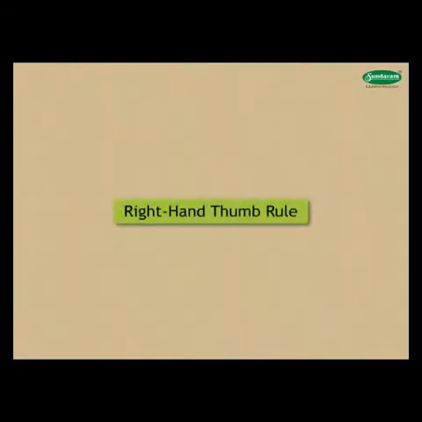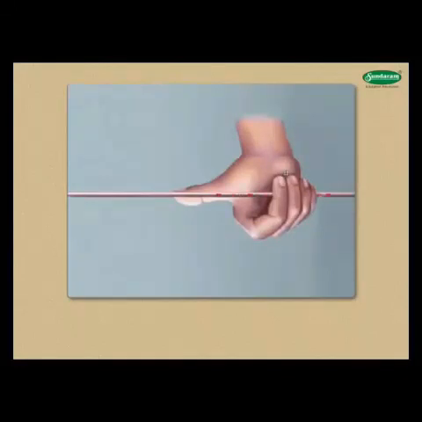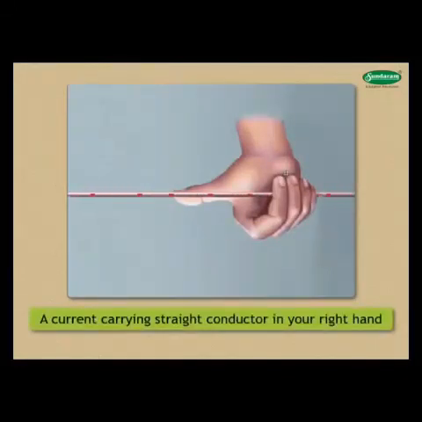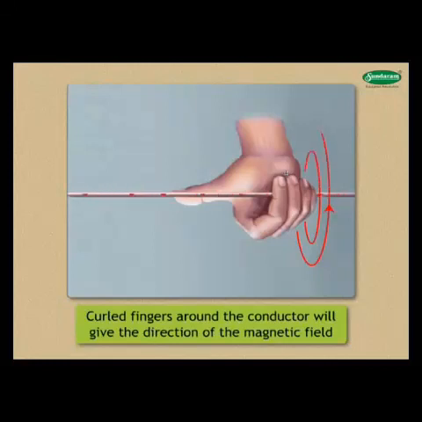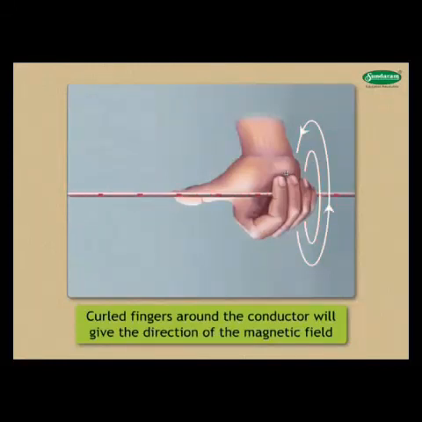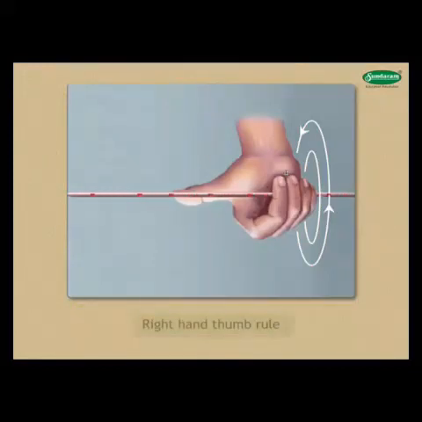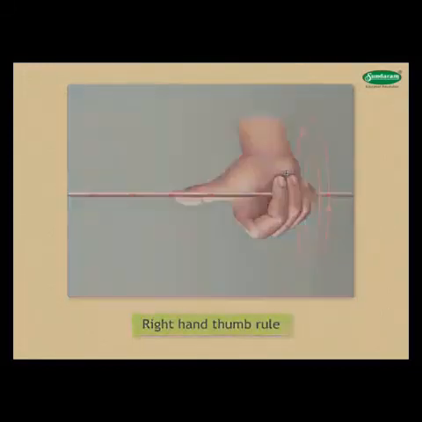Right hand thumb rule. Imagine you are holding a current-carrying straight conductor in your right hand such that the thumb points towards the direction of current. Then the curled fingers around the conductor will give the direction of the magnetic field as shown. This is known as the right hand thumb rule.